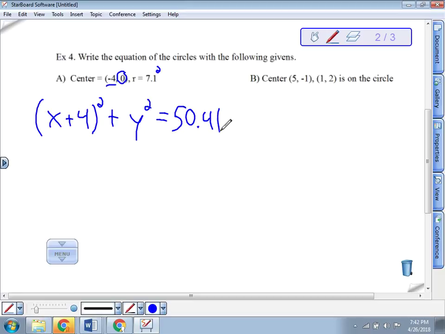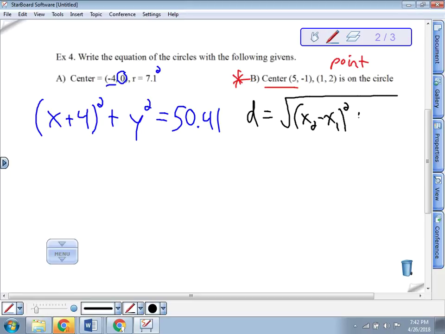Okay, here's probably one of the most difficult examples you'll see. They give us a center and a point on the circle. This is a point on the circle right here. So we need to find the radius. To do that, we're going to use the distance formula. So distance equals the square root of x2 minus x1 squared plus y2 minus y1 squared, again, all under the square root.